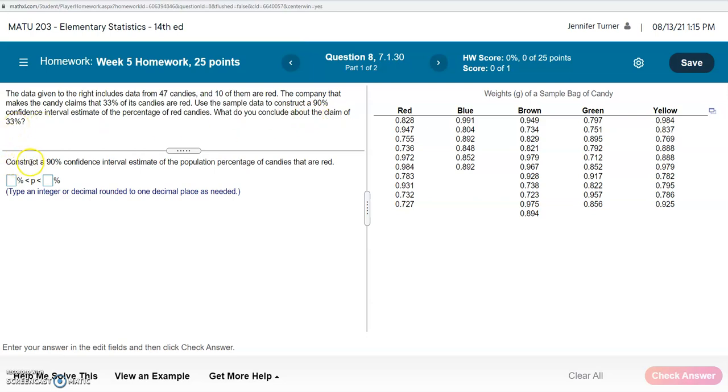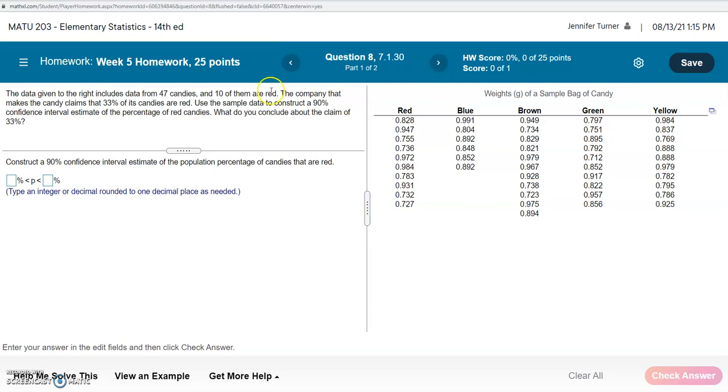So down here we're supposed to construct a 90% confidence interval estimate of the population percentage of candies that are red. So we see all these numbers here for each of the different colors of candies, and they tell us at the top that these are the weight of the candies, but don't be fooled by this presentation. All we care about is how many total candies there were that were red out of the total number of candies. And they already told us that over here. There were 47 total candies and 10 of them are red. So that's really all we need to be able to compute this confidence interval.